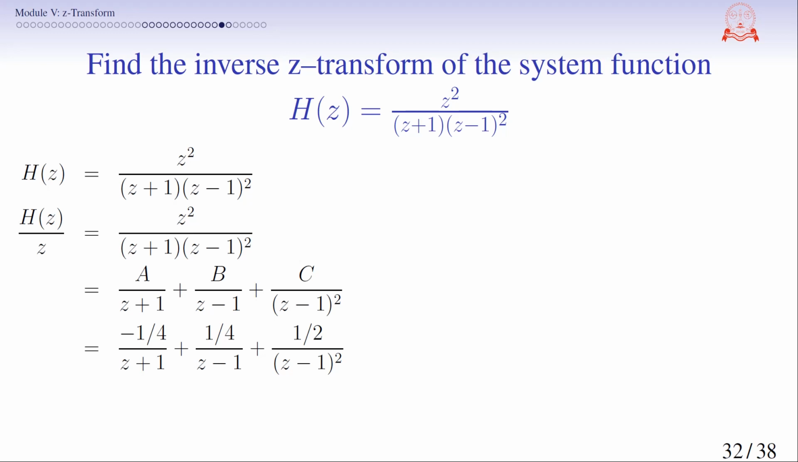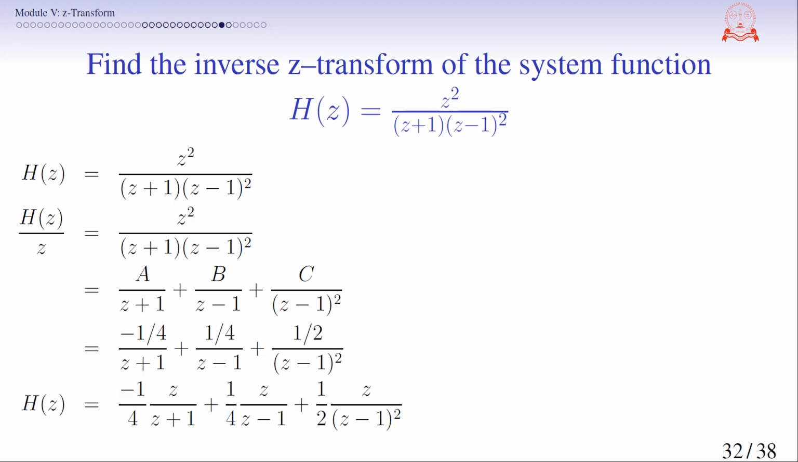We get A as minus 1 by 4, B as 1 by 4, and C as 1 by 2. So H(z) by z equals minus 1 by 4 divided by (z plus 1) plus 1 by 4 divided by (z minus 1) plus 1 by 2 divided by (z minus 1) the whole squared. So H(z) is minus 1 by 4 z divided by (z plus 1), whose inverse Z transform is minus 1 by 4 into (minus 1) the whole raised to n u of n.